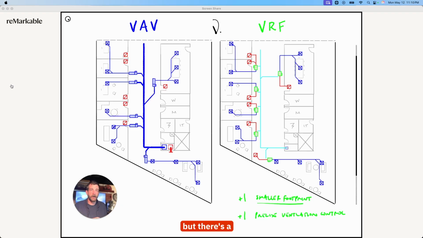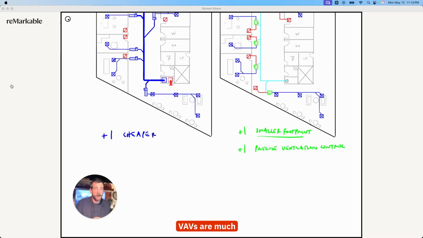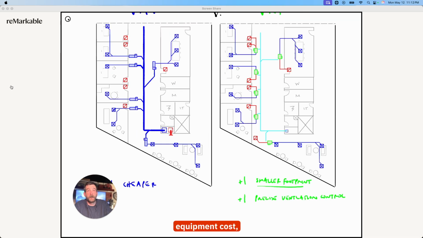This is all great, but there's a giant pro for VAVs that I have to mention. VAVs are much less expensive. Just looking at equipment cost, each of these VAVs is going to be way cheaper than VRF fan coils. This is why VAV systems are still going strong, but we've got some more analysis to do. Let's look at the wet side.